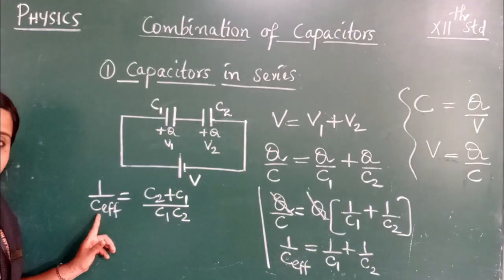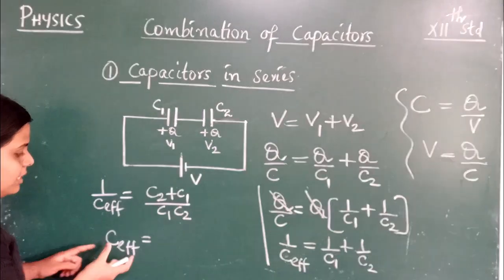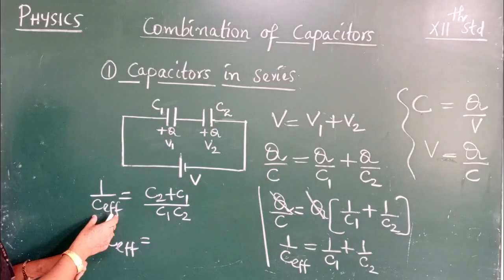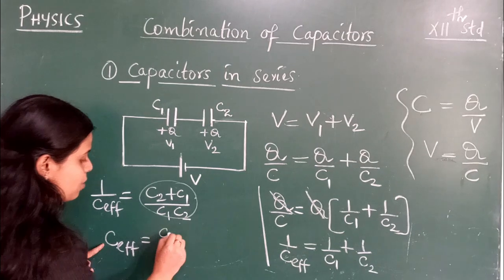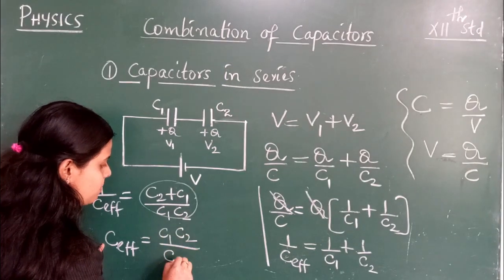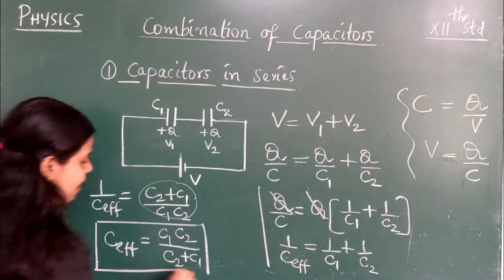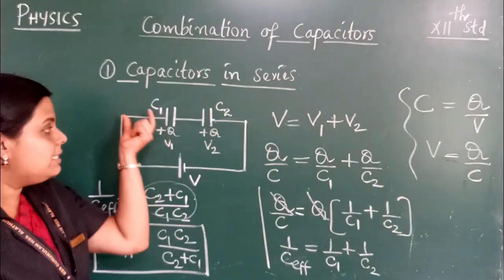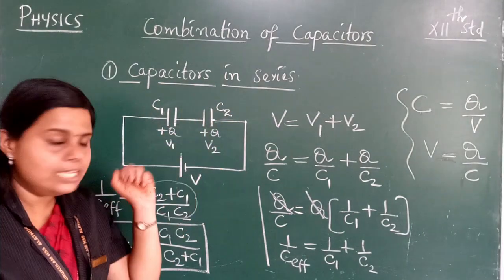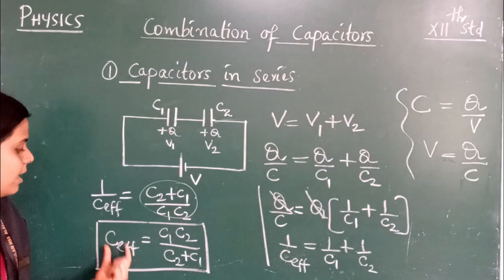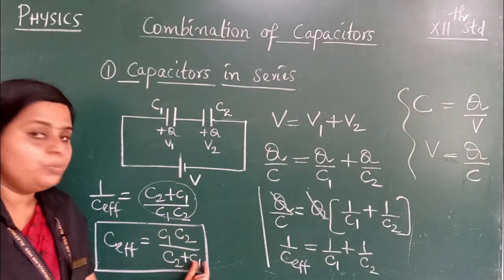Here we have to find out C effective. C effective is the reciprocal of 1 by C effective, right? So here also we have to take the reciprocal. So C effective is equal to C1 C2 divided by C2 plus C1. So this is the effective capacitance. If two capacitors with capacitances C1 and C2 are connected in series like this, the effective capacitance is C effective is equal to C1 C2 divided by C2 plus C1.